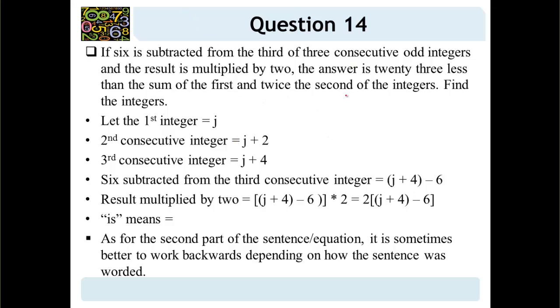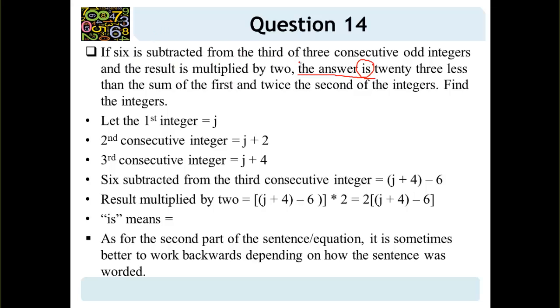So first of all, let's find the equal sign that will separate our left hand side from the right hand side. We read this again. If 6 is subtracted from the third of 3 consecutive odd integers, and that result is multiplied by 2. Now, this is not the "is" we are looking for. This is what we are looking for: "the answer is". So this is the equal sign that will separate the left hand side from the right hand side. So let's start with the left hand side.